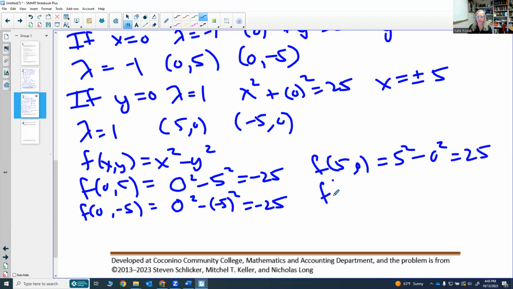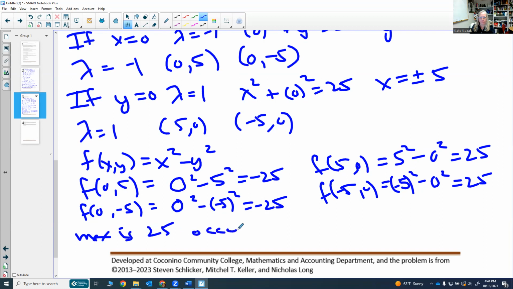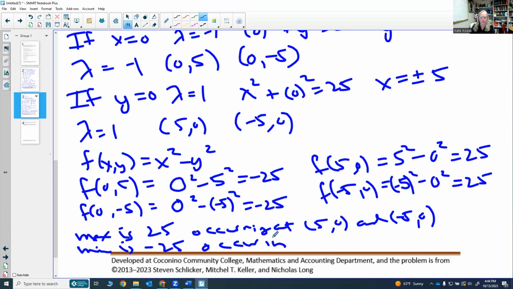And f of (negative 5, 0) is equal to negative 5 squared minus 0 squared, which is equal to 25. The maximum value is 25. It occurs at (5, 0) and (negative 5, 0). And the minimum value is negative 25 and is occurring at (0, 5) and (0, negative 5).